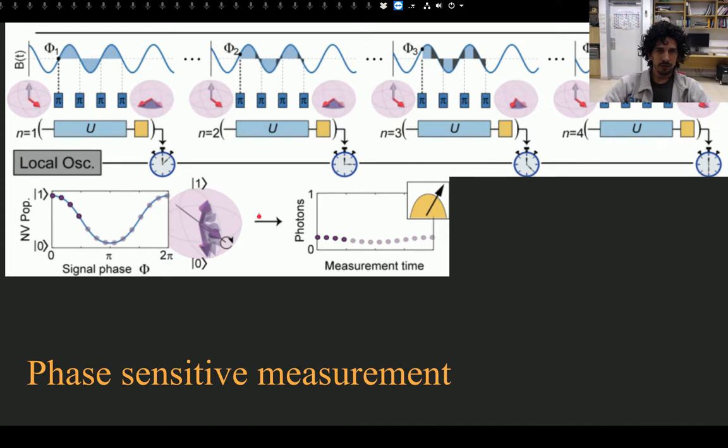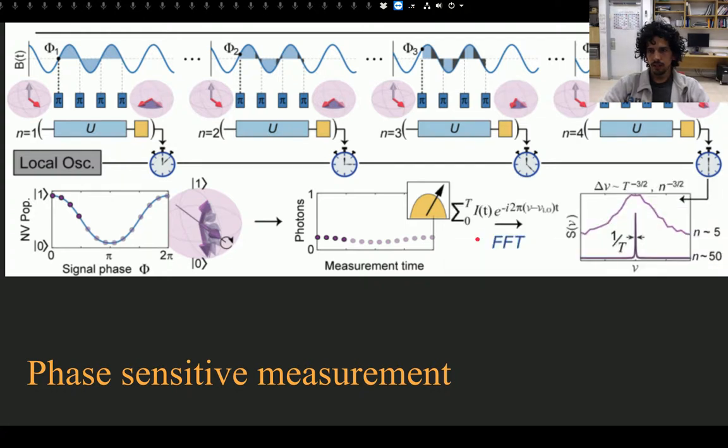by measuring, we translate this population into the number of photons we get from our sensor. The number of photons oscillates with the detuning of our signal from the control pulses, meaning that it encodes information about our signal, and we can look at the power spectrum of this signal and estimate the frequency of the signal.